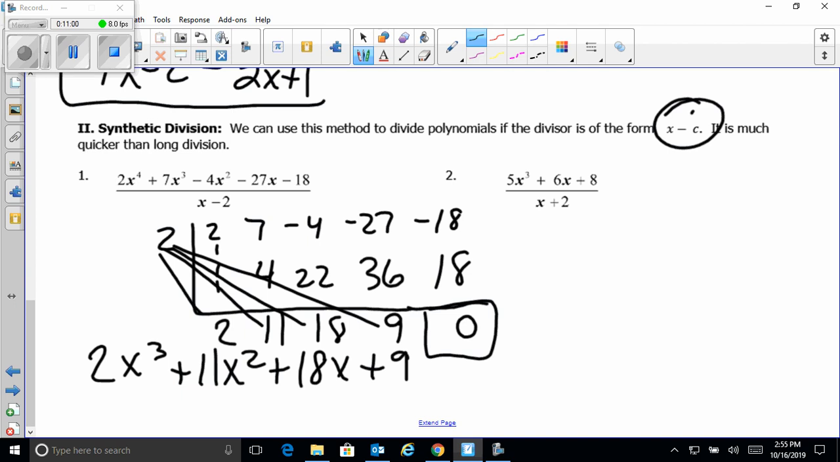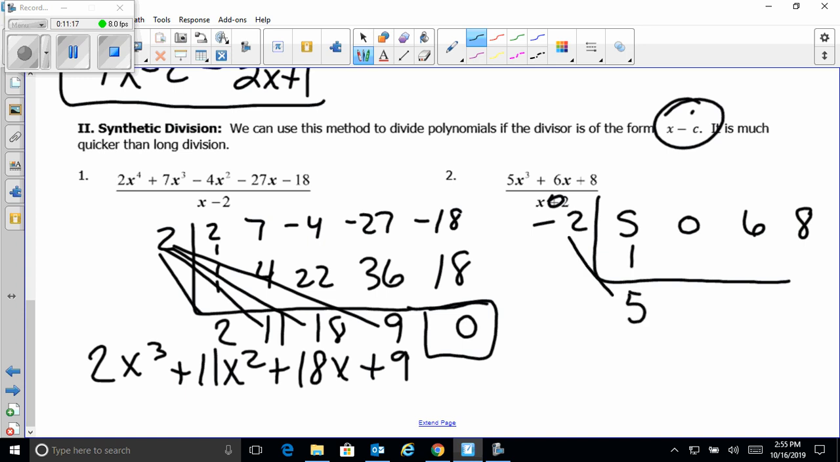Start with our dividend, 5, 0, because there's no x squared, 6 and 8. And we're dividing it by negative 2 here, because that was a plus. That means it's minus a negative, which means we're dividing by the negative. We bring this down, that's 5. Negative 2 times 5 is a negative 10. Add those, we get negative 10. Negative 2 times a negative 10 is a negative 20.